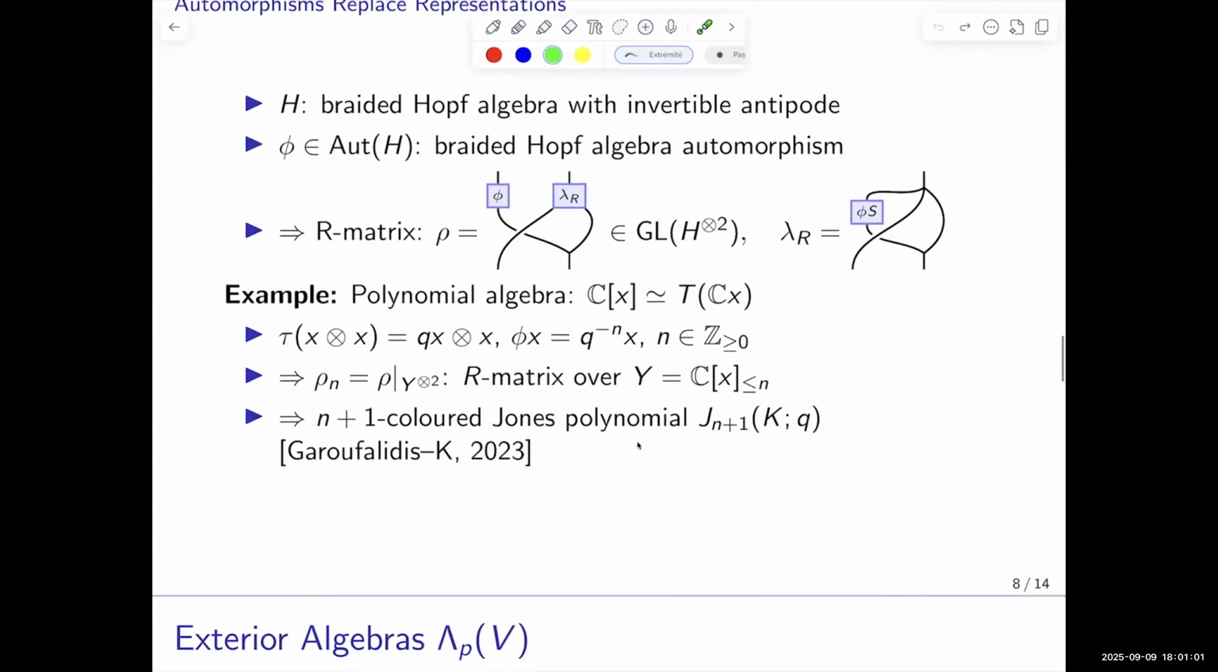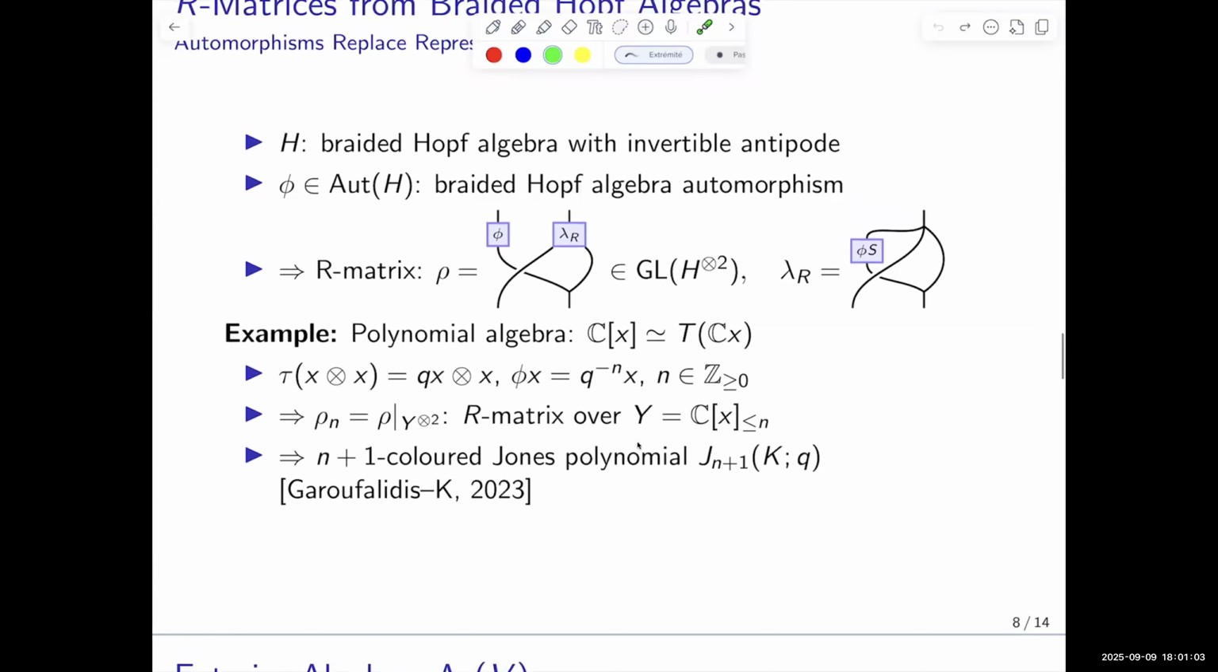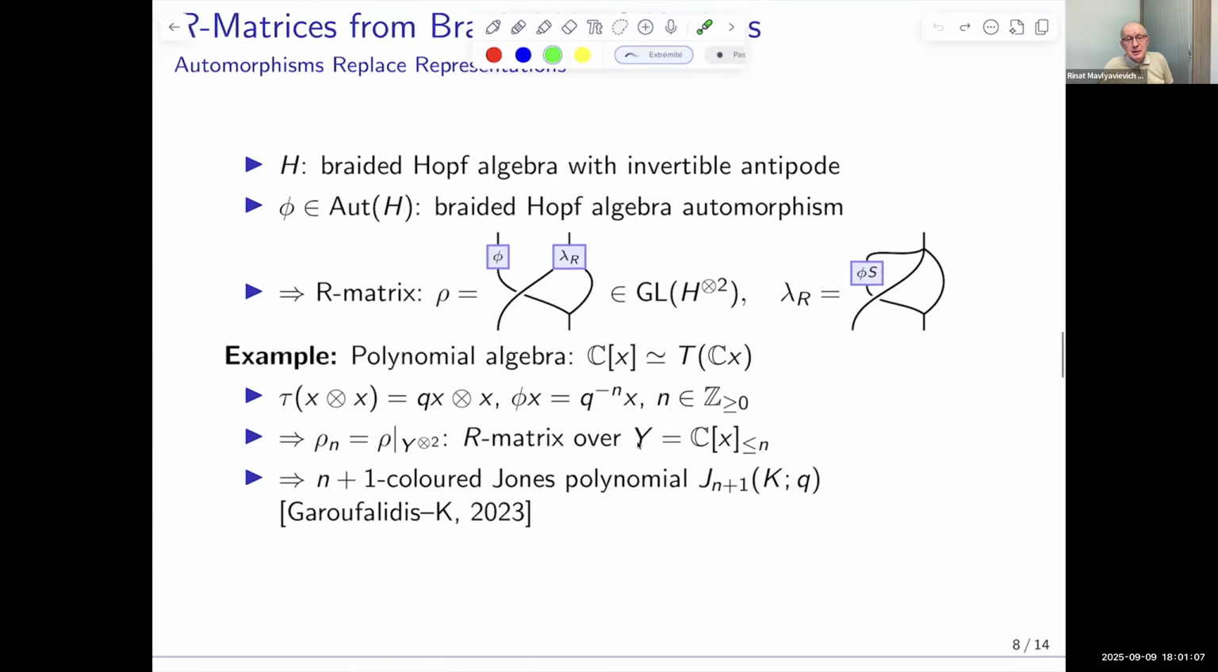But could you write a formula as a matrix? No, I don't remember it by heart, but it is just the standard colored Jones R-matrix as an outcome.